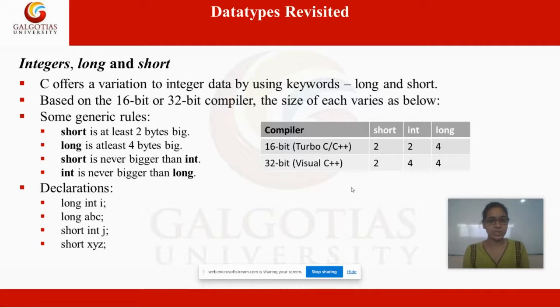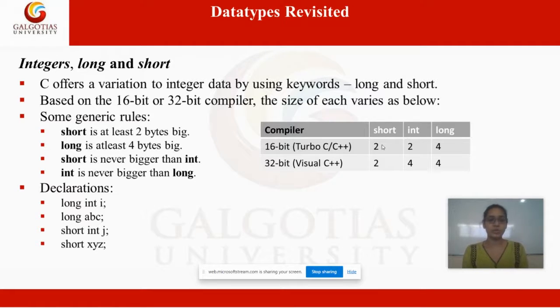Based on the 16-bit or 32-bit compiler, the size of each variable varies. Like if you're talking about a 16-bit compiler, like we have Turbo C or C++, then the amount of storage that a short type would require is 2 bytes. So these are all in bytes. Int will require 2 bytes and long is going to require 4 bytes. And similarly, it is given for 32-bit like Visual C++. It is 2, 4 and 4 for short, int, long respectively.